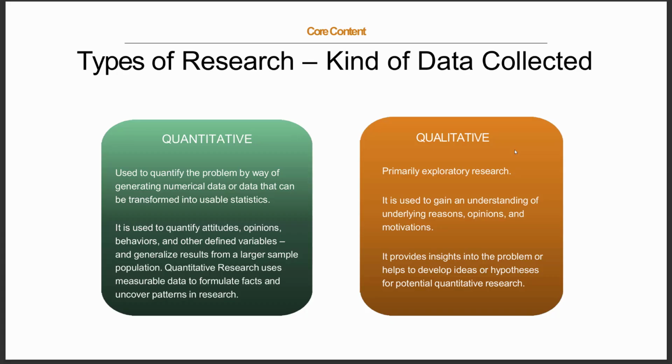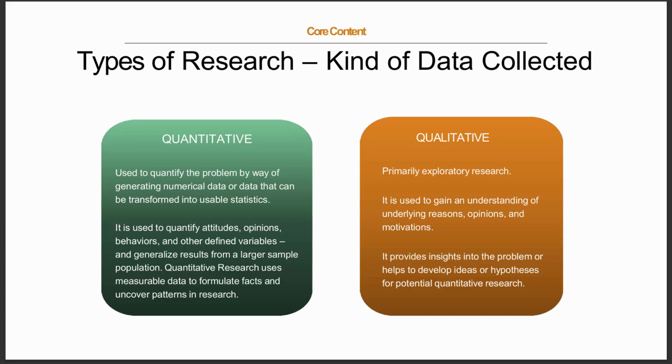Now, in regards to the types of research, you heard about this in the last lecture, where there was a video at the end where we were talking about the different types of research and how it's divided. We can divide it in two big chunks: quantitative research and qualitative research. Now, quantitative research, by the name, you can tell that it's about numbers. Quantity, it's about numbers. So it is used to quantify the problem by numbers, with numerical data or data that can be transformed into statistics.